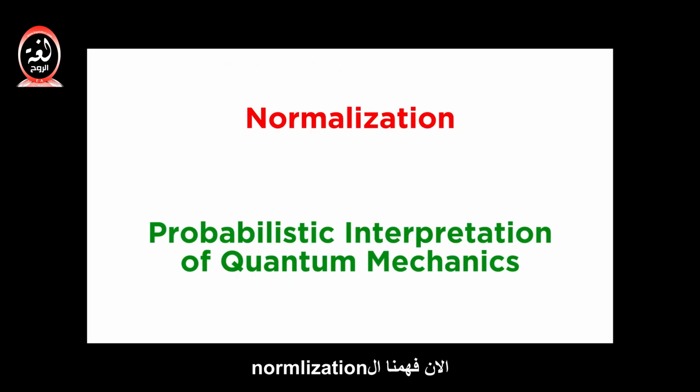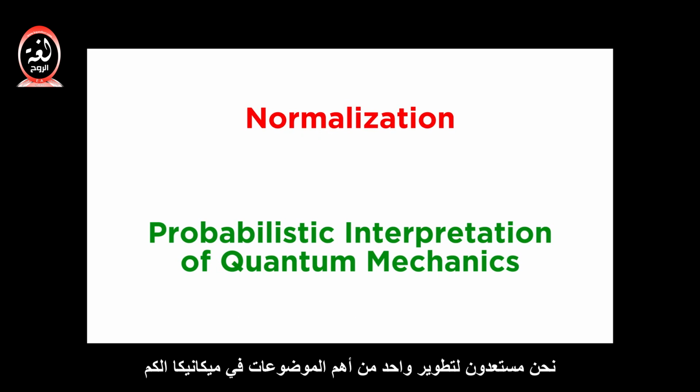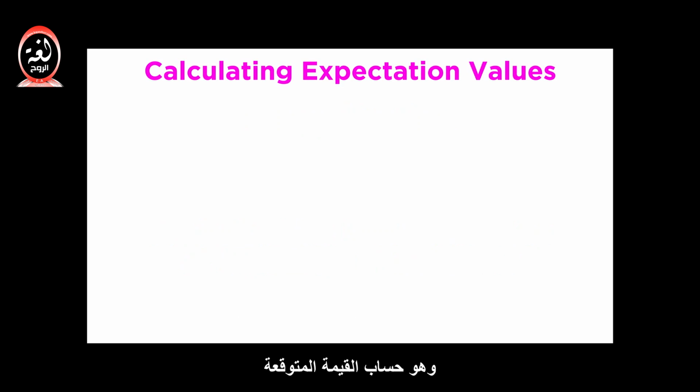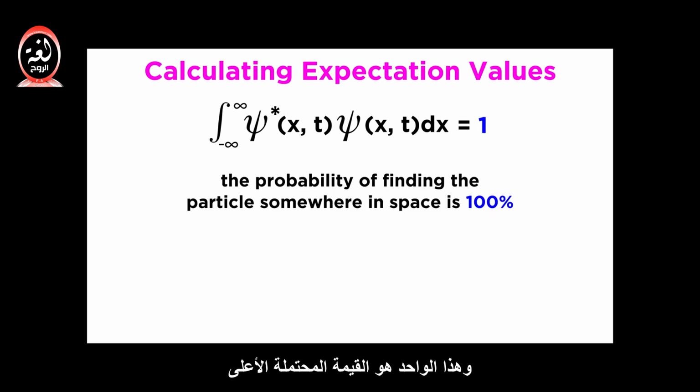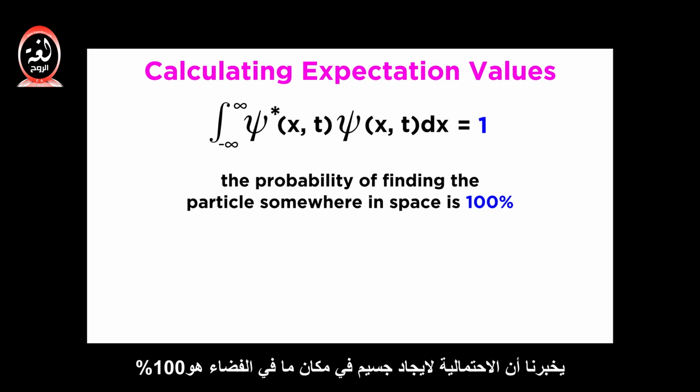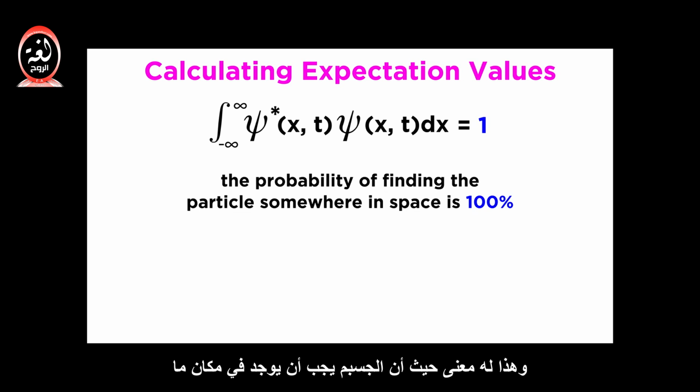Now that we understand normalization and the probabilistic interpretation of quantum mechanics, we are ready to develop one of the most important topics in quantum mechanics, and that is the calculation of expectation values. Earlier we saw that the integral over all space of the probability density function gives us a value of 1 for a normalized wave function. This 1, which is the maximum value possible, tells us that the probability of finding the particle somewhere in space is 100%, which makes sense since the particle has to exist somewhere.